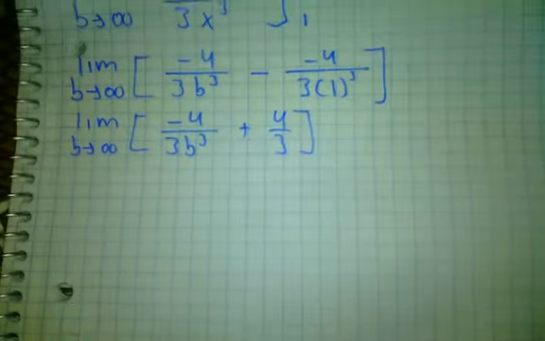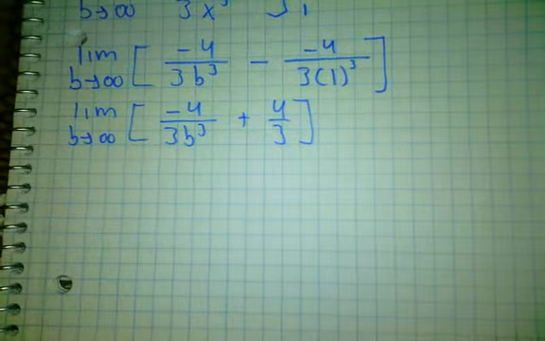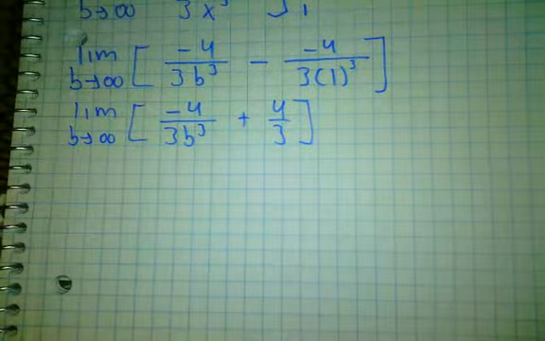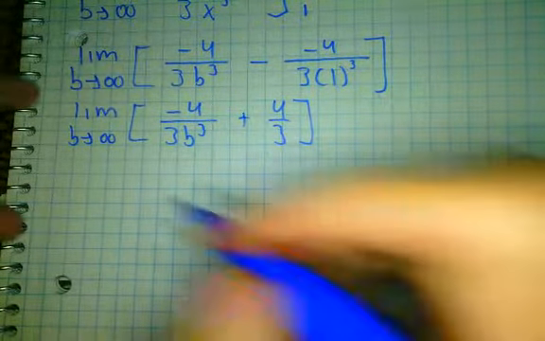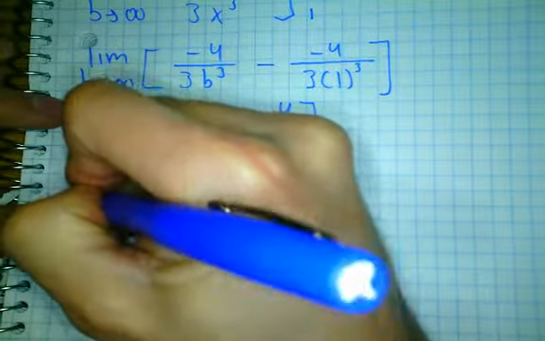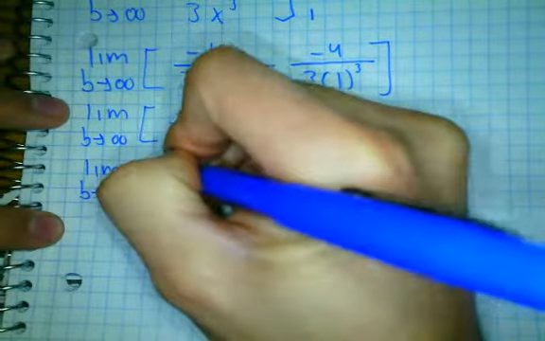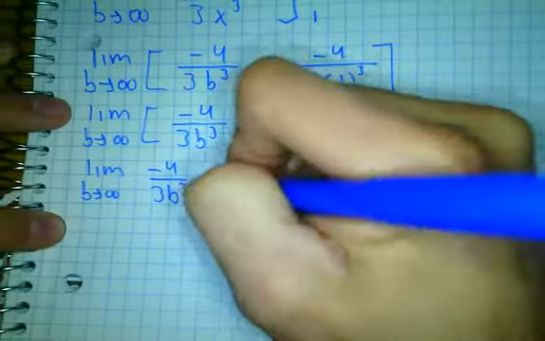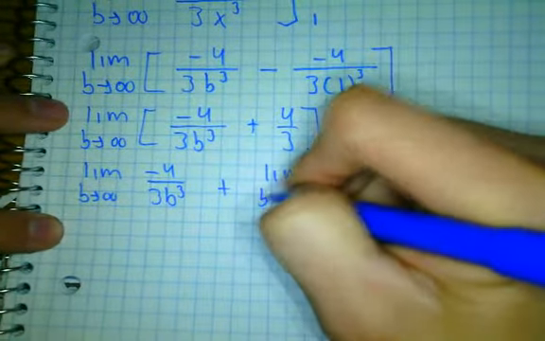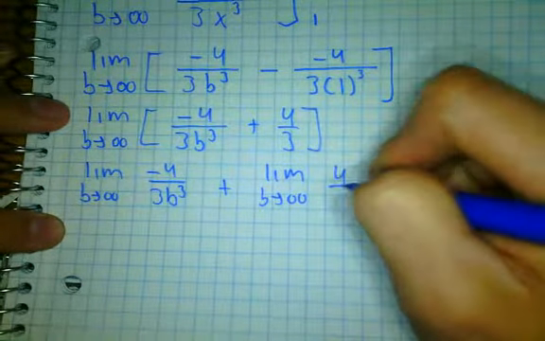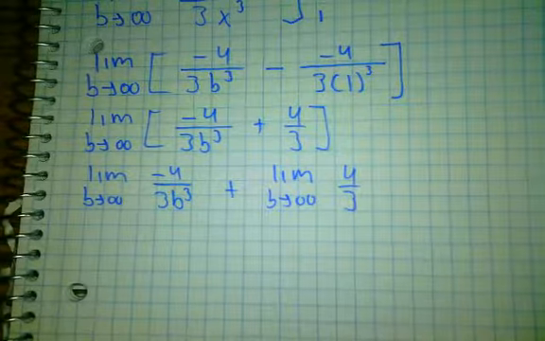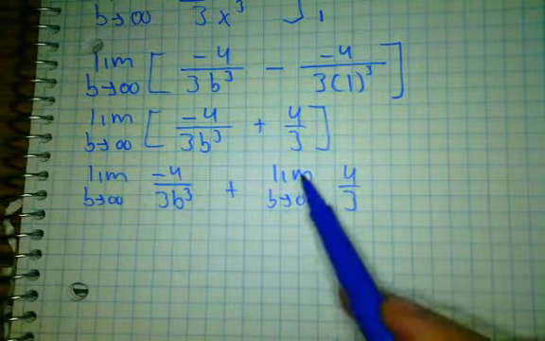Now, I'm going to go back, and I'm going to use some of the properties of limits just so that you don't forget them. Do you remember that I can split this limit into two limits? I can split it up as the limit as b approaches infinity of negative 4 over 3b cubed plus the limit as b approaches infinity of 4/3. Do you guys remember those properties? Sweet. Okay, let's solve the easy one.